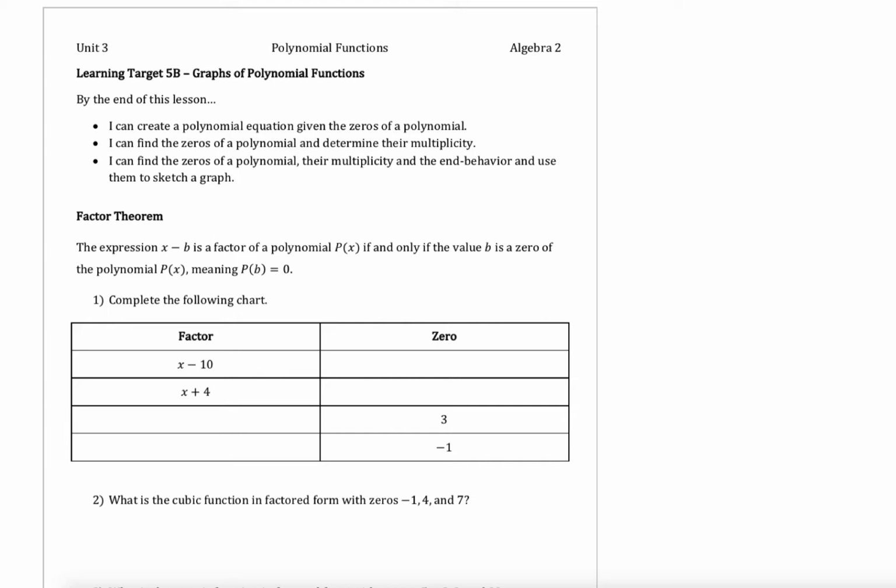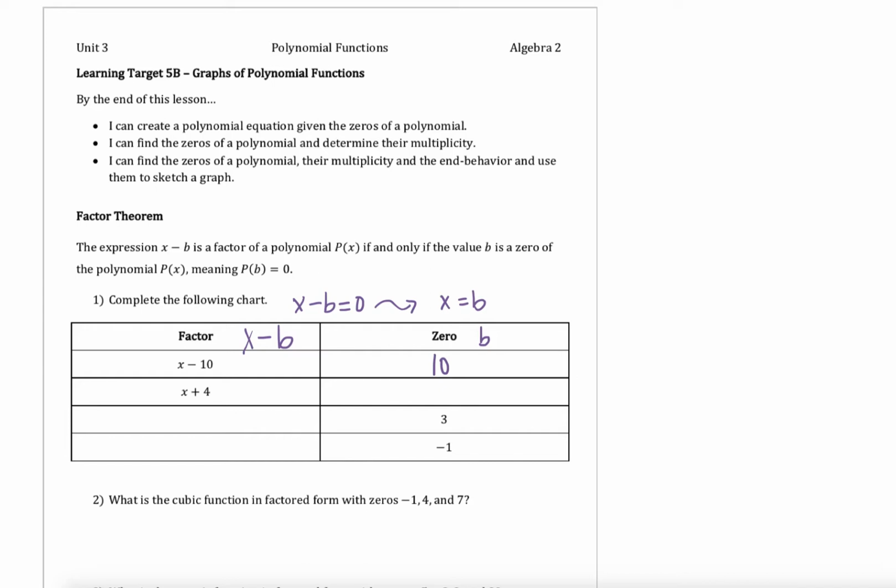So down below in our first example, I've got a chart that we're going to fill in. In the left-hand column is the factored form, so this would be that x minus b expression. And on the right-hand column, we have the zeros, which would be the corresponding b value that comes from the x minus b factor. So if I have x minus 10 as my factor, the corresponding zero is going to be positive 10. The reason the sign changes is because we're taking that factor of x minus b, setting it equal to 0, and solving to get x equals b. So by adding the 10 to the other side, I end up with a positive value.